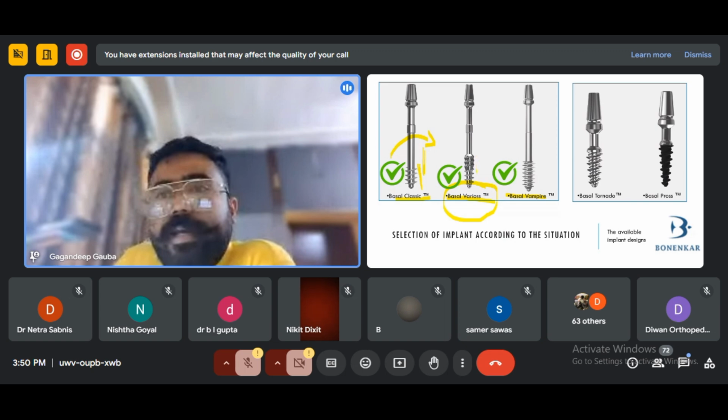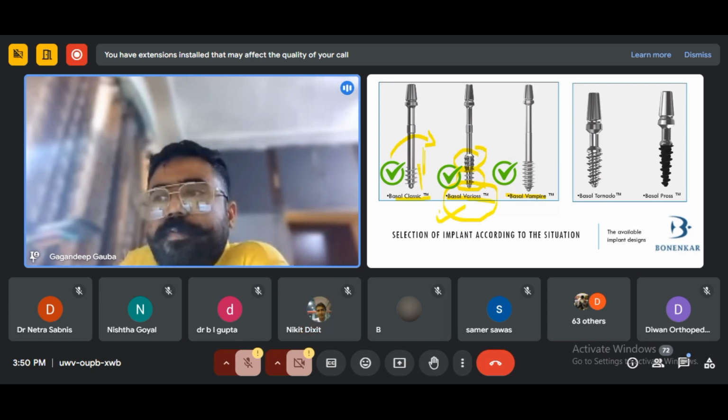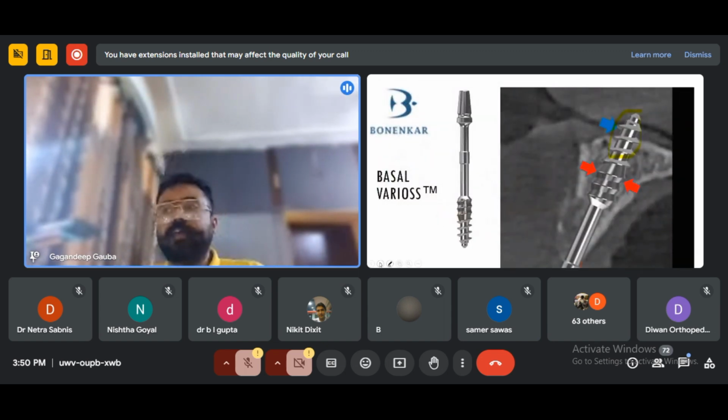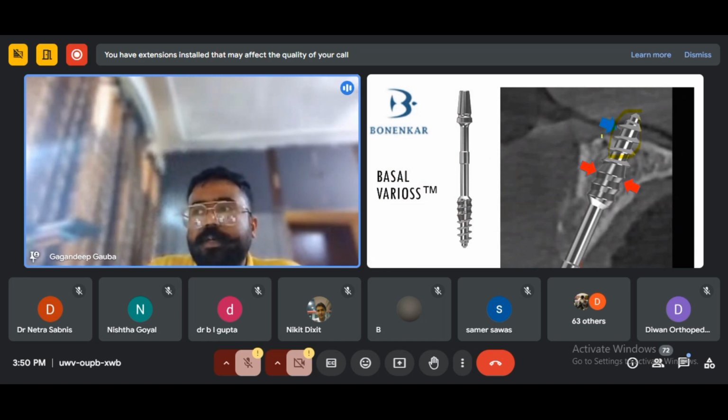So in basal varios, we have made a double thread design. The contingency of using a larger diameter has already been managed in this implant. So even if the apical threads do not engage, the compressive threads will for sure engage. We don't have to remove the implant and replace it with a bigger diameter implant. That is why the basal varios becomes the choice of implant in the anterior segment replacement. I have shown you they have two kinds of threads: the cortical threads and the compressive threads, and one of these will for sure anchor in the nasal cortex. Now I will show the drilling protocol.